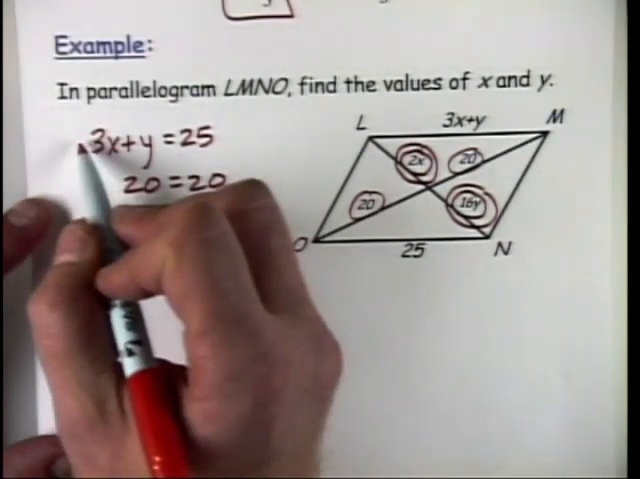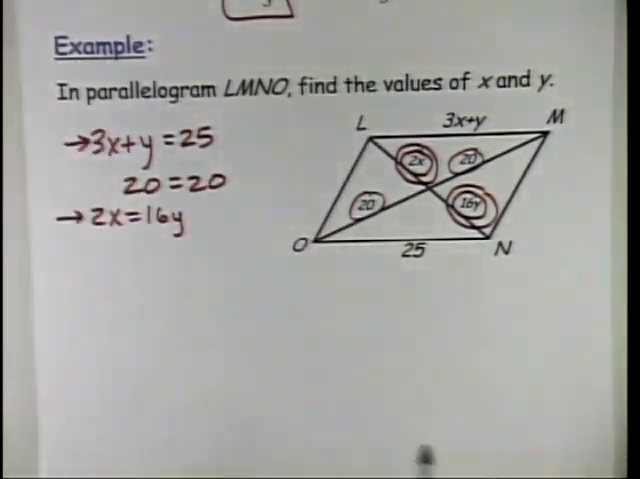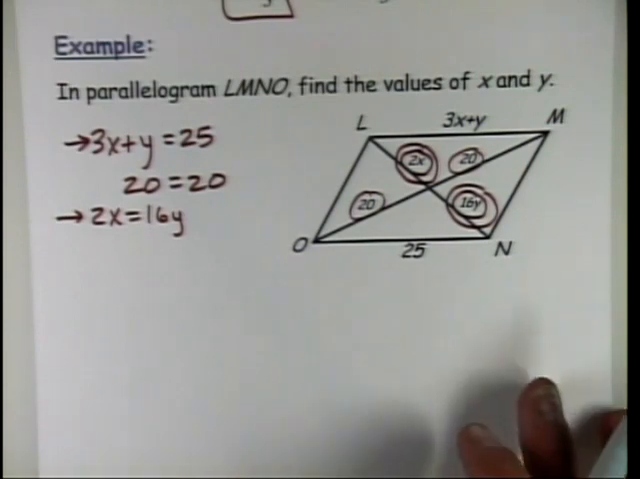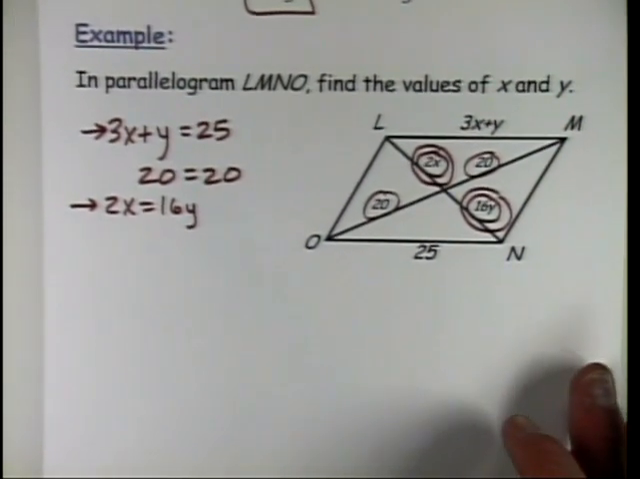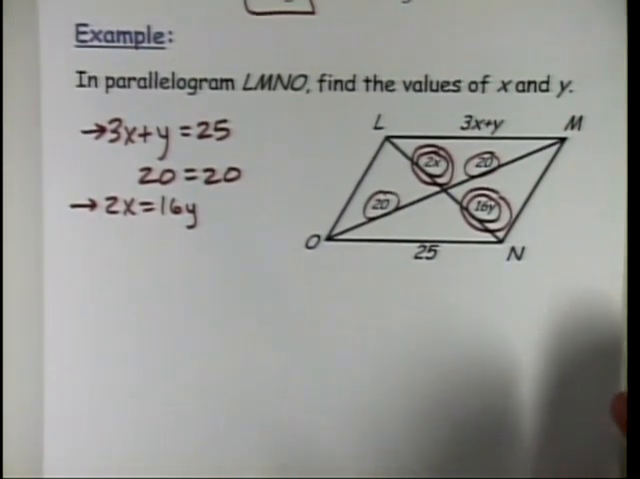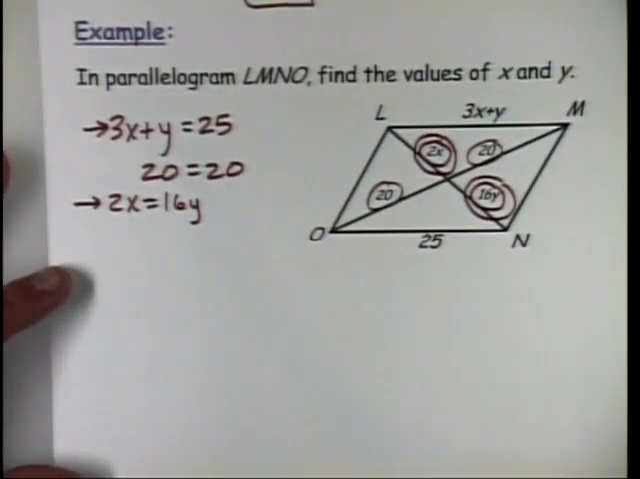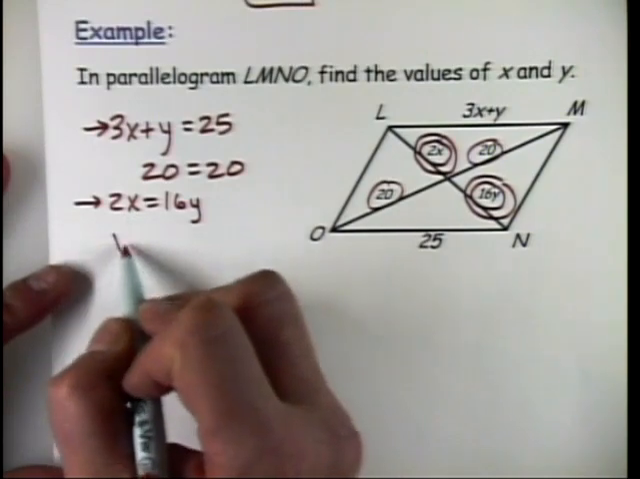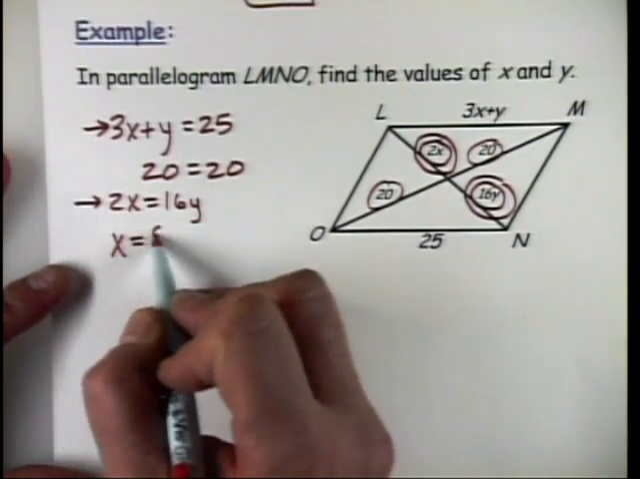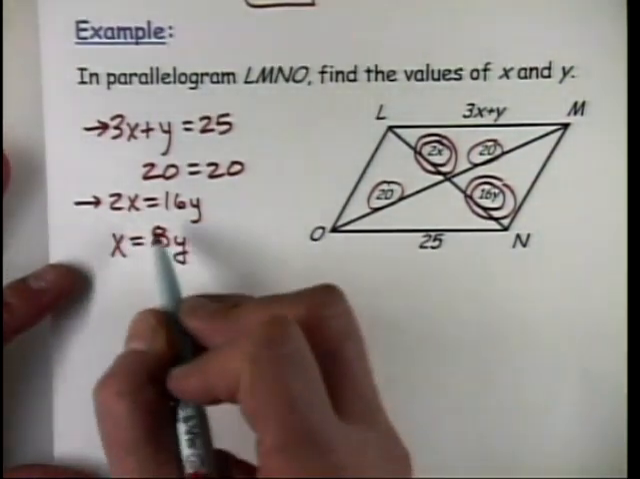I can actually take these two equations now, which are different, with two unknowns, and I can solve them simultaneously. In algebra, you learned a way to do that: linear combination, substitution. Guess and check's not the best way to go. I'm going to do substitution. I'm going to take this equation and solve it for x by dividing both sides by 2. So I get x equals 8y.